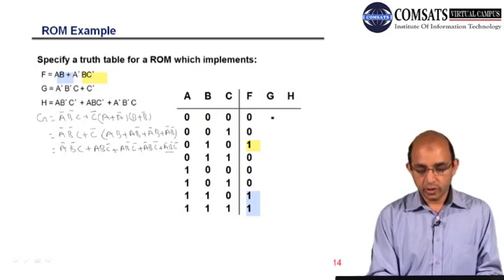So this is one, and then we have A bar B bar C. We have this, so this is gone. This is also gone. And then we have A B C bar, so this is also gone. A B bar and C bar, so here we have one. This is also gone. A bar B and C bar, so here we have one. So this is also gone.